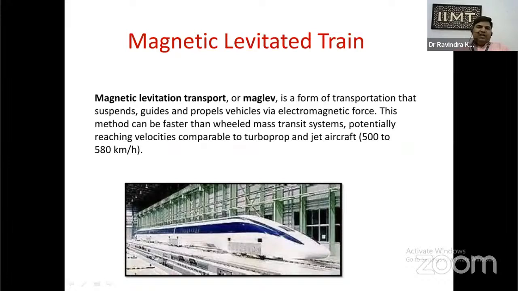Now, magnetic levitated trains. Magnetic levitated, or maglev, is a form of transportation that suspends, guides, and propels vehicles by electromagnetic force. This method can be faster than wheeled mass transit systems, potentially reaching velocities comparable to turboprop and jet aircraft. Nowadays, Japan is using this technology in the bullet train. We have heard about the bullet train, and this magnetic levitated train technology is used in the Japan bullet train.